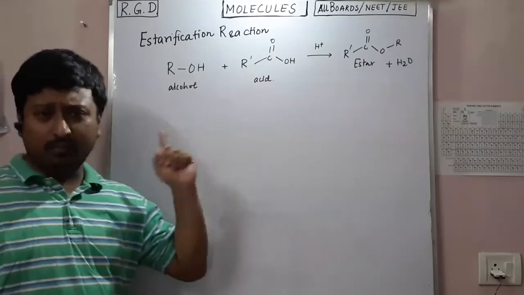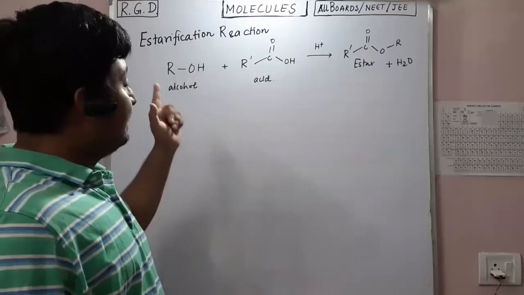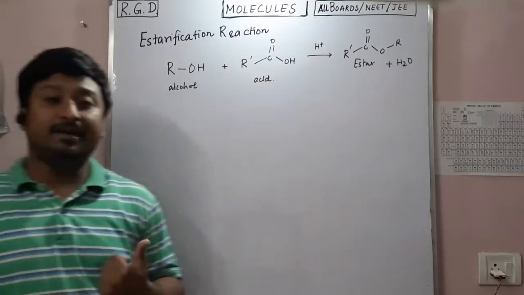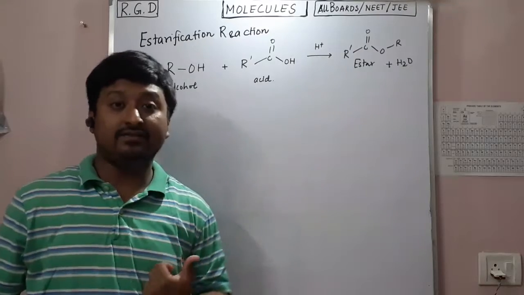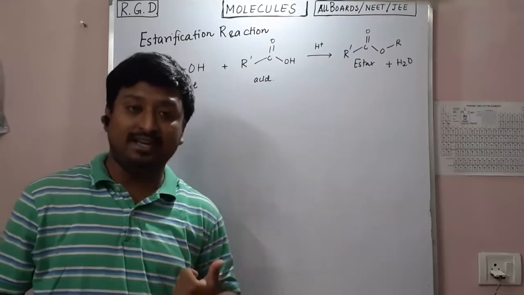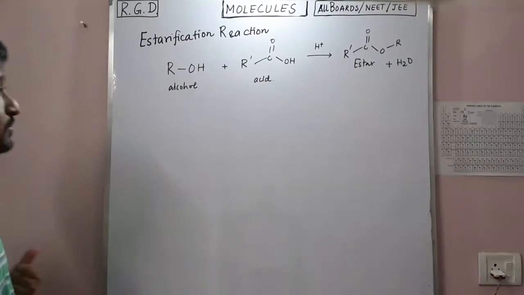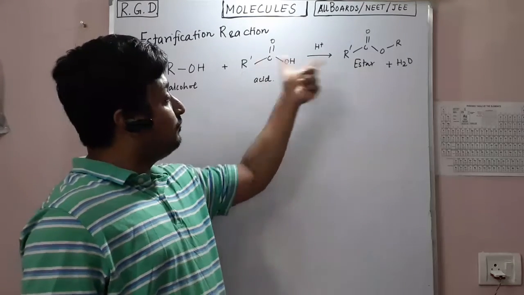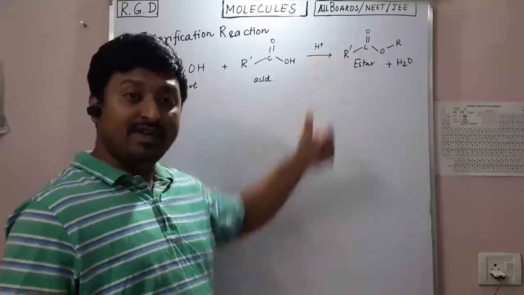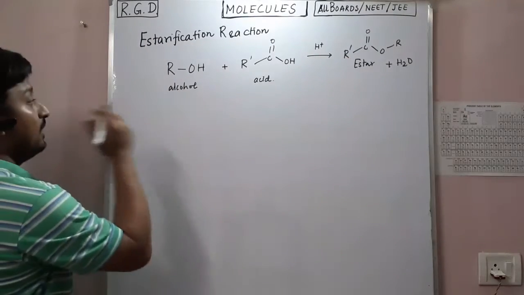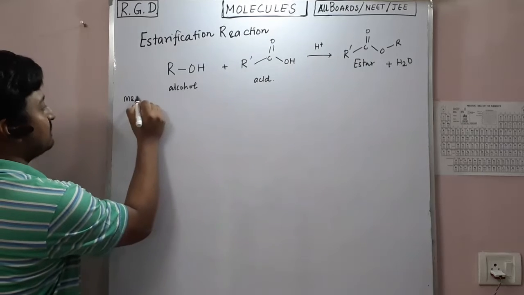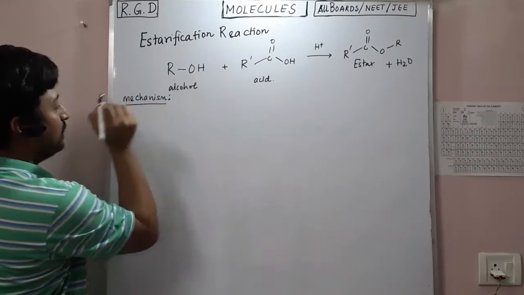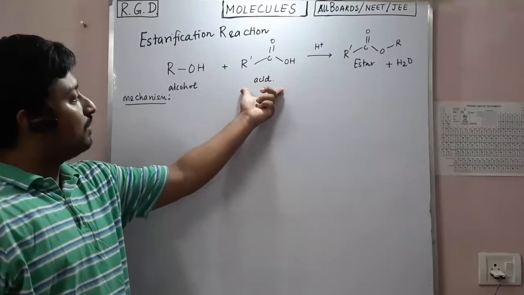This is a very important reaction, and you will find it in the chapter on alcohol, phenol and ether, as well as in the chapter on carboxylic acids. What I will discuss today is the mechanism of how this reaction forms the ester in the presence of acid catalysis. So let's talk about the mechanism.